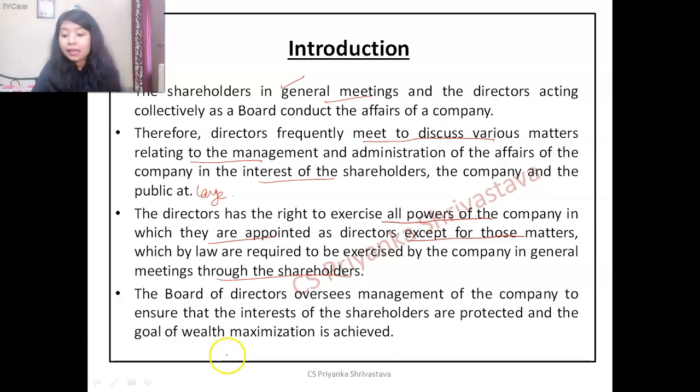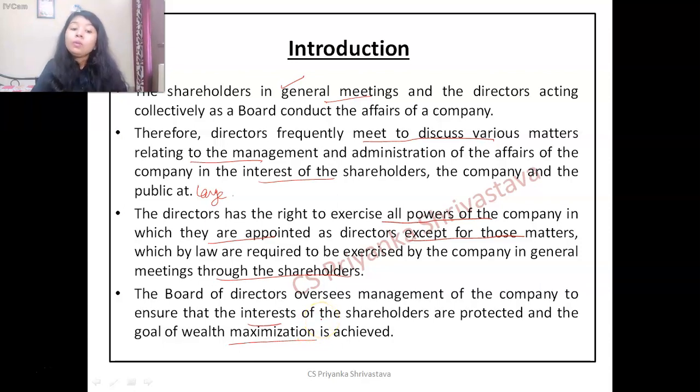So generally you can say, generally all the powers of the company are vested with the directors, but only those specifically mentioned in the law need to be exercised by the company in general meeting through shareholders. So shareholders take the decision on those certain matters which are specified, and on those matters also the implementation part will be done by the board of directors only. So the board of directors oversees the management of the company to ensure that the interests of the shareholders are protected and the goal of wealth maximization is achieved.